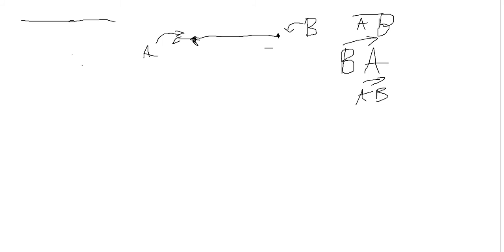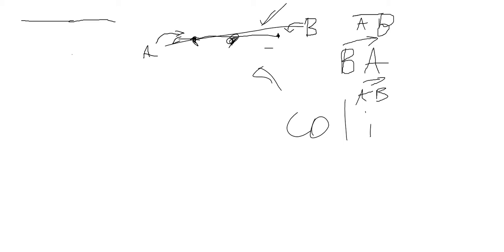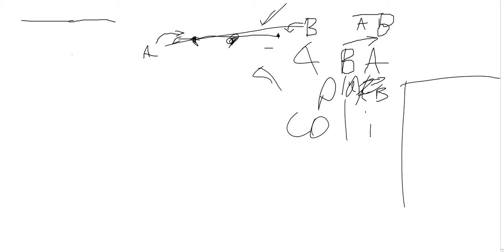Next I'll cover what happens if you had a point here. You would call these collinear. These are collinear because they all sit on the same line. Or you could call it a plane. This could also be referred to as a plane, and that is if it goes in every direction.